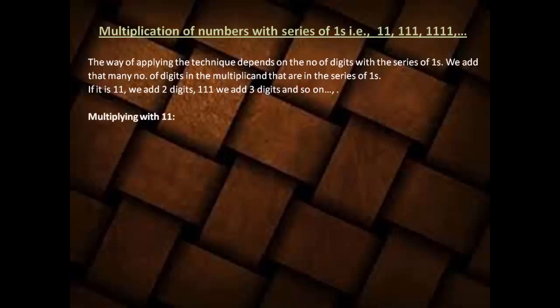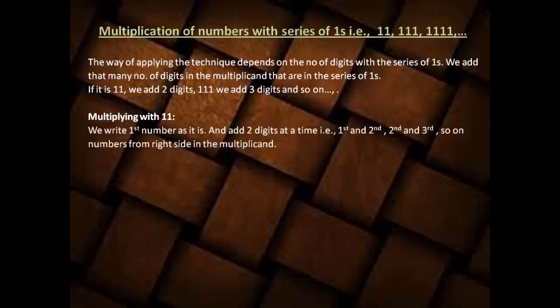Suppose a number is to be multiplied with 11. At first, we just write the first number from the right side in the multiplicand as it is, and afterwards we add the first and second digits in the multiplicand from the right side, and write the sum in front of the number that we have written first in the answer. This process is continued until the digits in the multiplicand get completed.